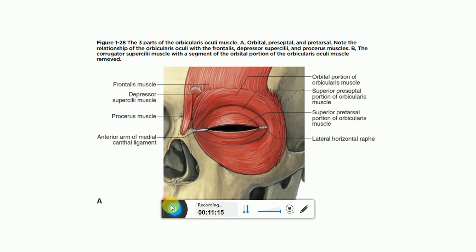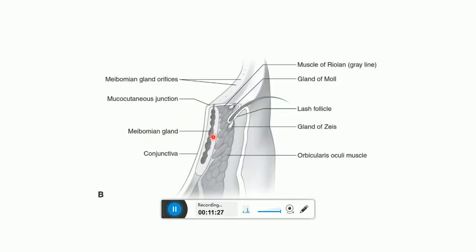Orbicularis fibers extend to the eyelid margin, where there is a small bundle of striated muscle fibers called the muscle of Riolan, which you have already seen. This is the muscle of Riolan.